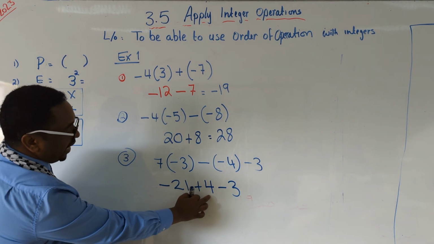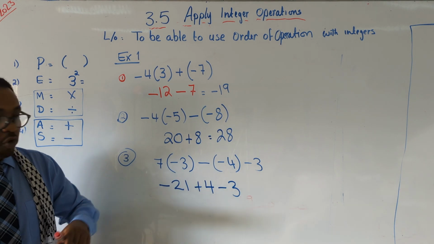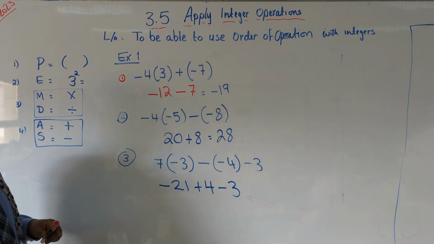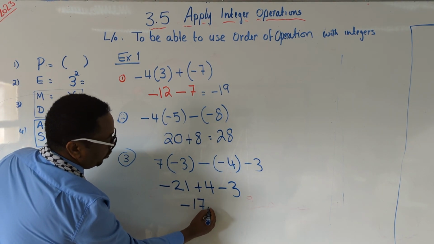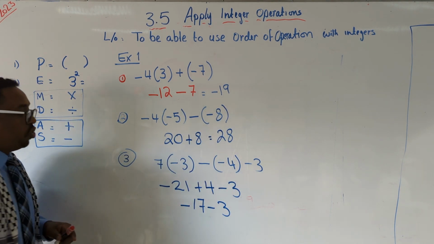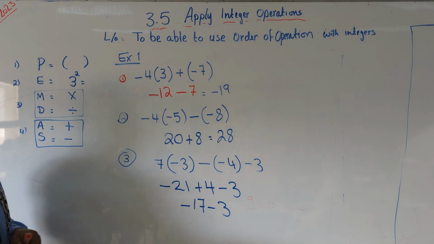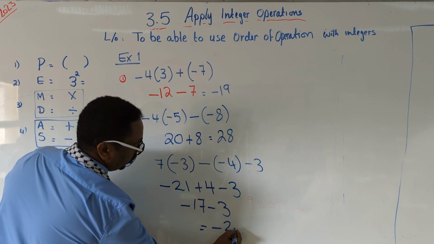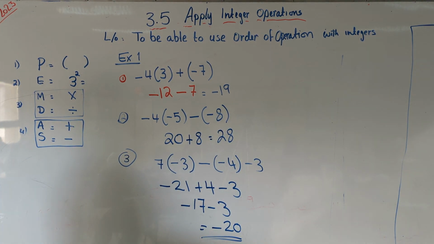Do we add it or do we take away? We have to take away. So what is 21 take away 4? Yes, 17. So it will be negative 17, right? And then we have negative 3. So negative 17, negative 3 will give us what? It will give us negative 20. That makes sense?